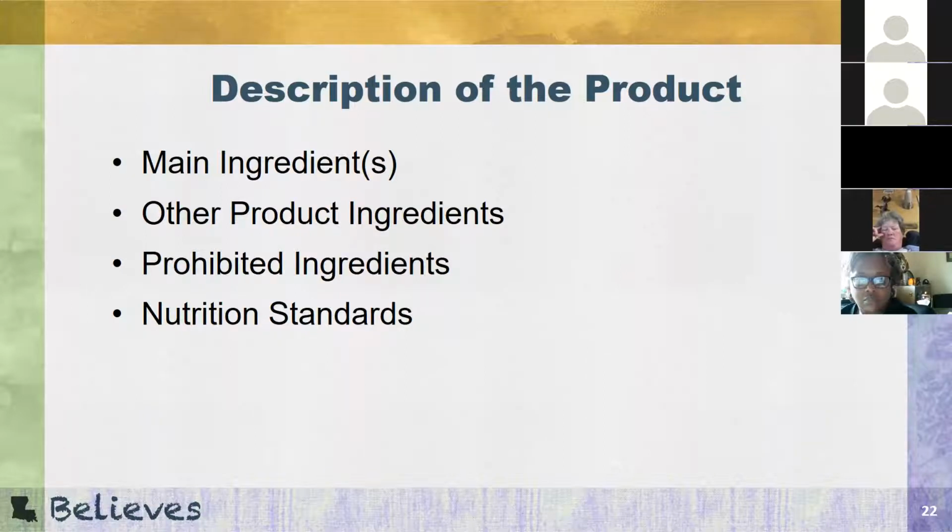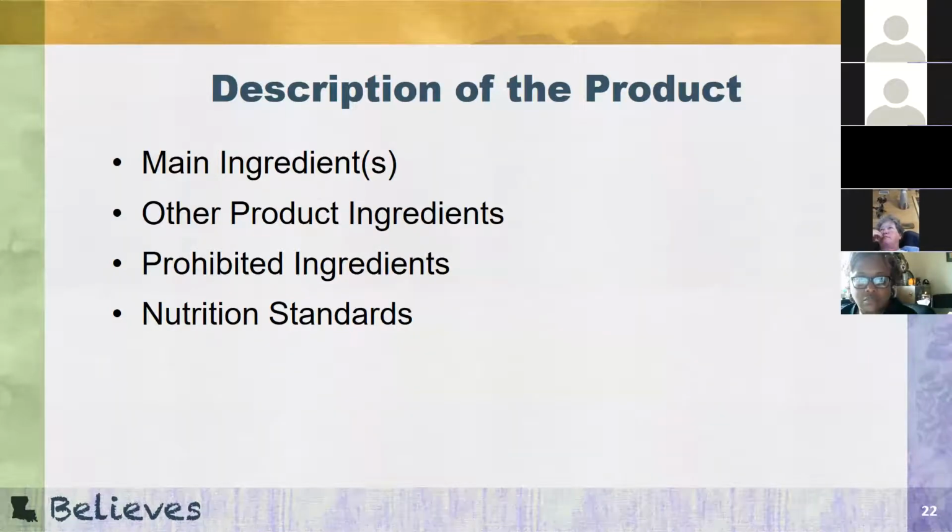You may want to include the main ingredient or ingredients of a product. An example might be a bean burrito where the main ingredient desired is pinto beans or black beans or whole grain tortilla. The description should include other product ingredients that you desire. What about prohibited ingredients? If you have prohibited ingredients, you may want to include those. Some examples might be that the product can't contain MSG, pork, fish byproducts, soy, or food coloring.